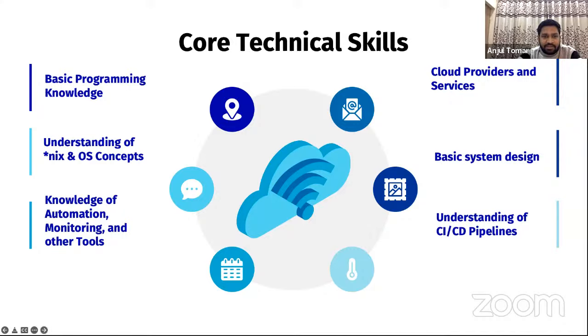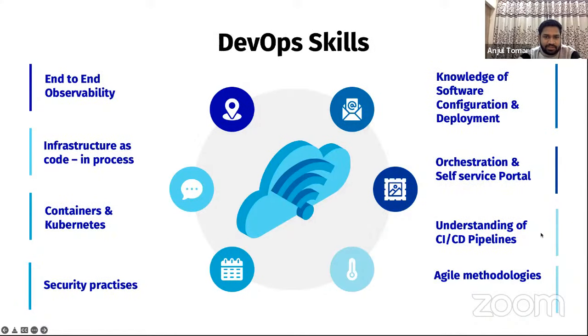Next will come the core DevOps skills. What are the core DevOps skills? End-to-end observability. What does it mean? End-to-end observability means you are trying to see the moment someone clicks from their mobile app to your database. You should know how that request flows in your infrastructure.